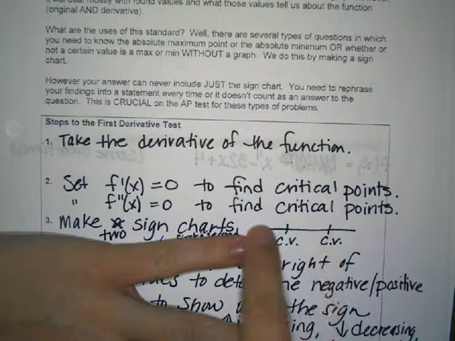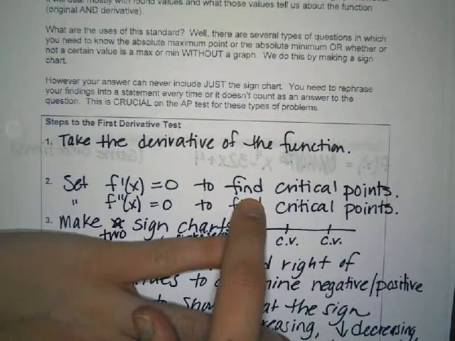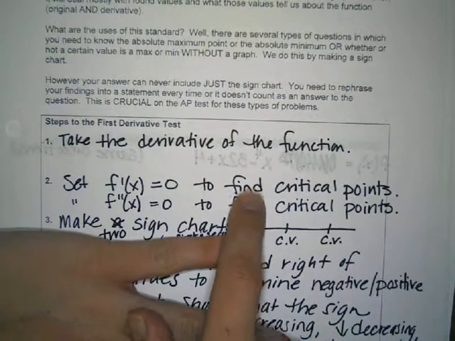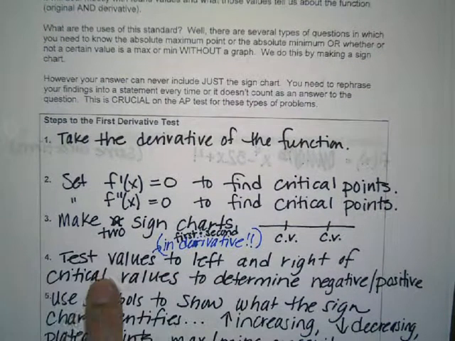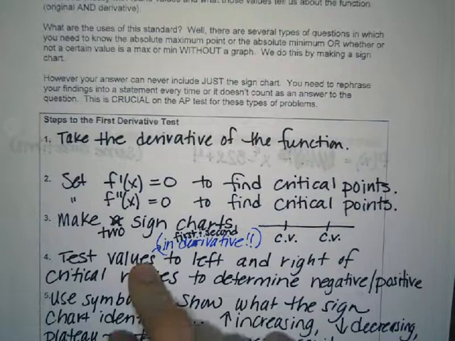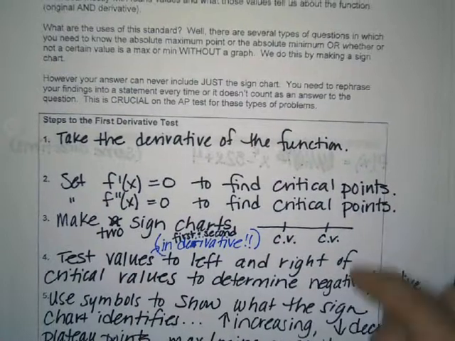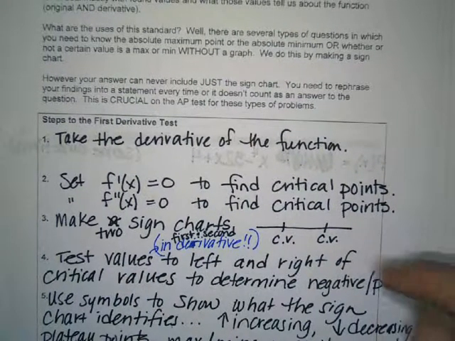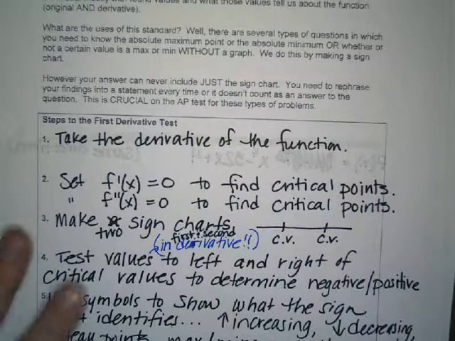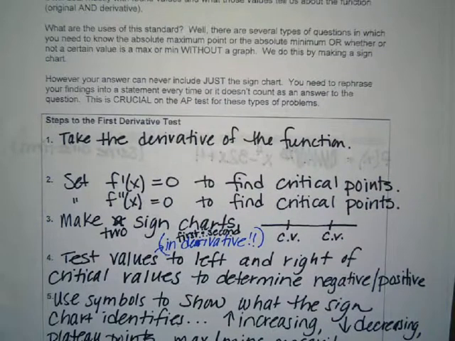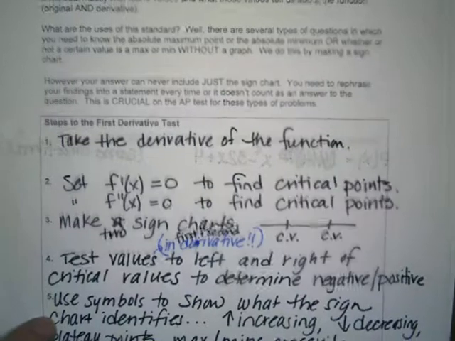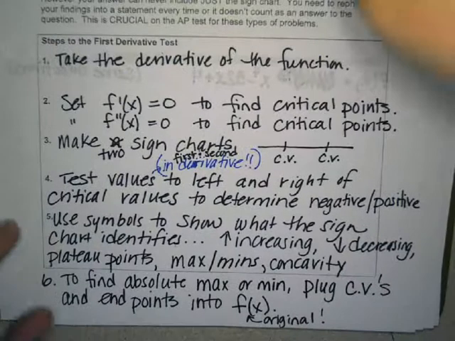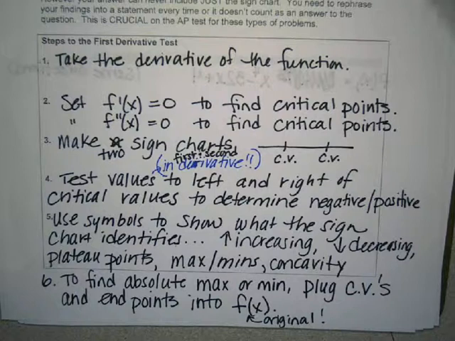We have a line, and then every point that you found in step 2, every critical point, you're just going to mark. Then you're going to test values in the first and second derivative because you're going to have two different sign charts, one to represent the first derivative, one to represent the second. You're going to test values to the left and right of the critical values to determine whether you're negative or positive. Then we're going to use symbols to show what the sign chart identifies.